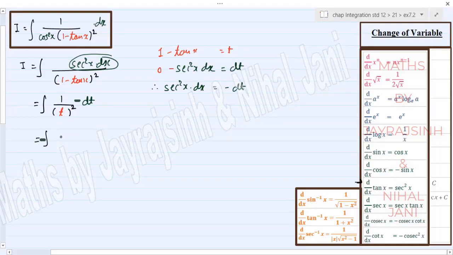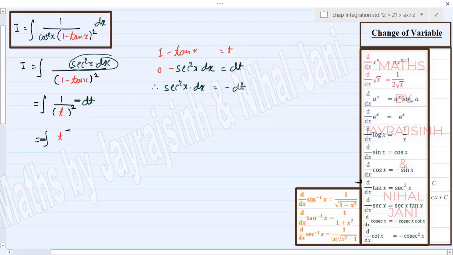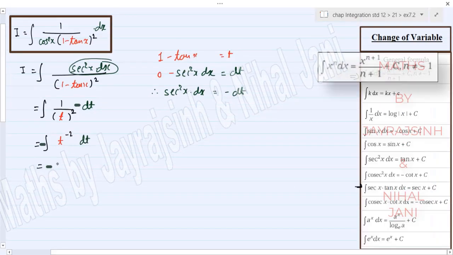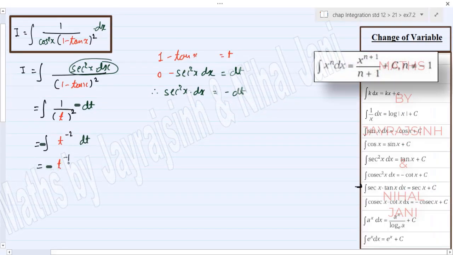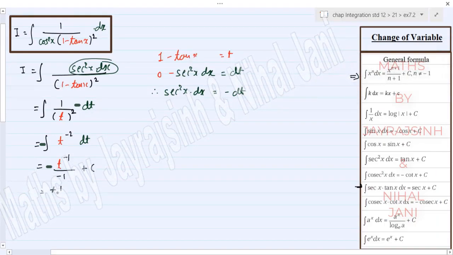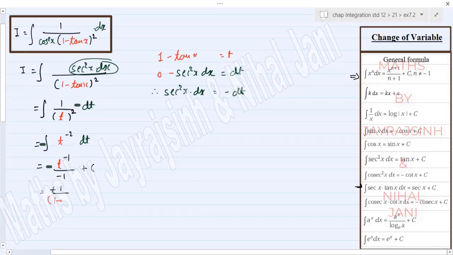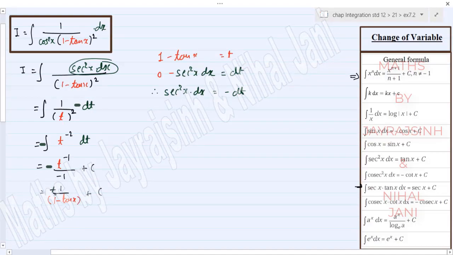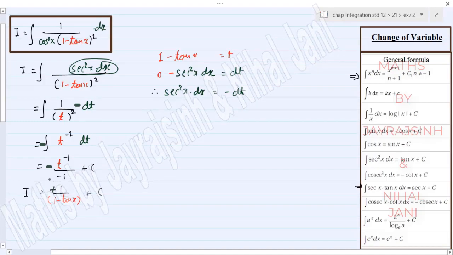So here we have to integrate t raised to minus 2, which will be t raised to minus 2 plus 1, or we can say minus 1 upon minus 1. So we just have to place the value of t, which is 1 minus tan x plus c. 1 upon 1 minus tan x plus c is your final answer. Ta-da!